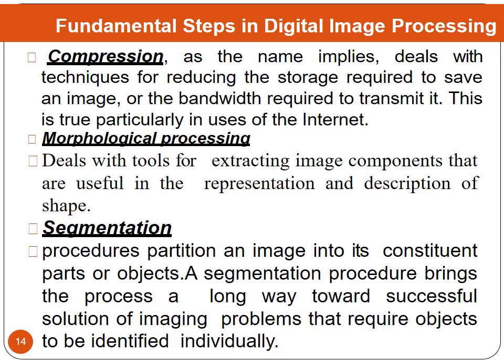Next one is morphological processing. Morphological processing deals with extracting image components, which is useful in the representation and description of shapes. An example of morphological processing is extracting the boundary of an image. Next one is segmentation. Segmentation is dividing the image into small parts, and we apply sharpening or smoothing or whatever process we need to impose on that particular image to enhance it.